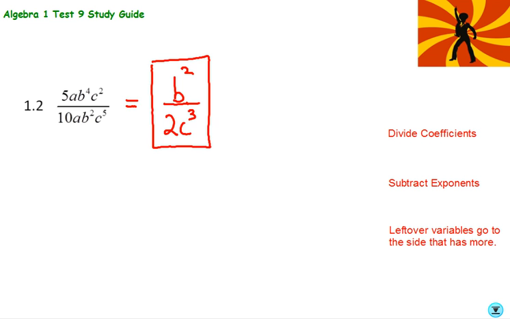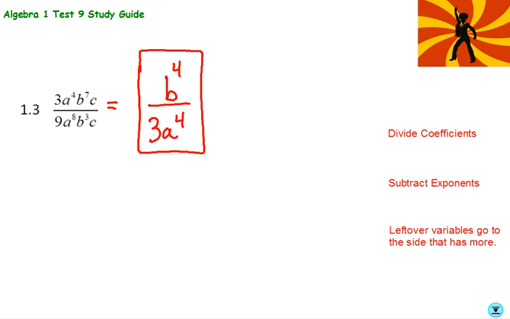Let's check 1.3. You should have had b to the 4th over 3a to the 4th. Again, if you got it, great. Let's go on to the next one. If you didn't get that one, try to see if you can figure out your mistake first. If not, again, please ask me for some help. All right, let's go ahead and move on.